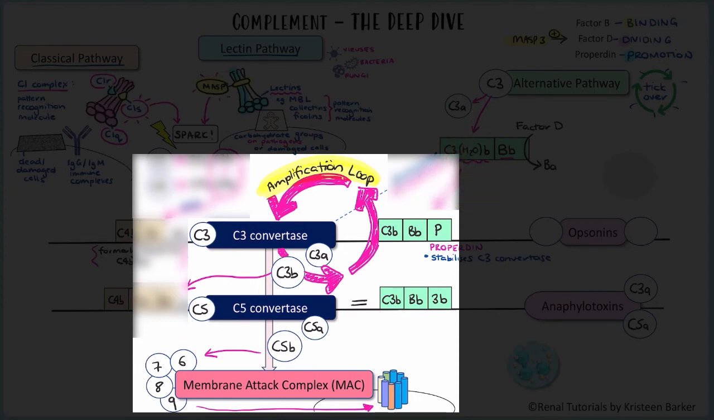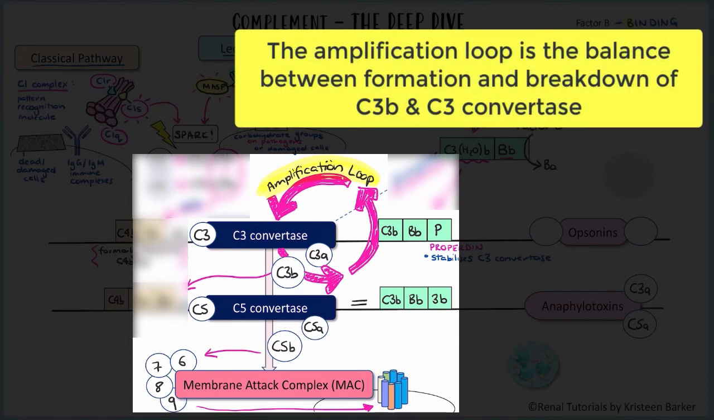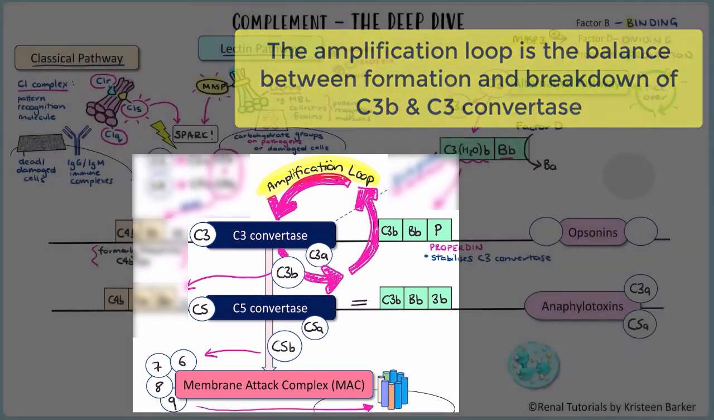We'll see in the next episode that there are a number of complement regulators, many of whom make it their mission to interrupt this amplification loop by deactivating C3b and destabilizing C3 convertase. So ultimately, the amplification loop is the balance between two competing cycles, the formation of C3b and C3 convertase, as well as the breakdown of these molecules.